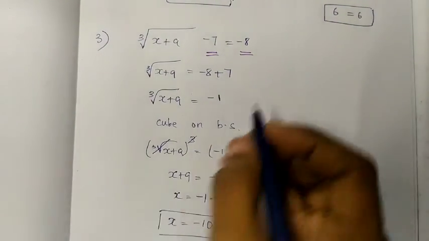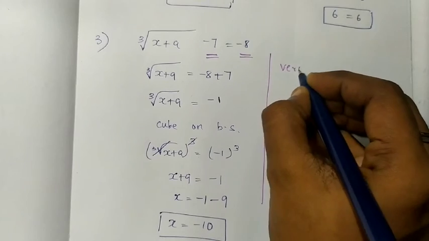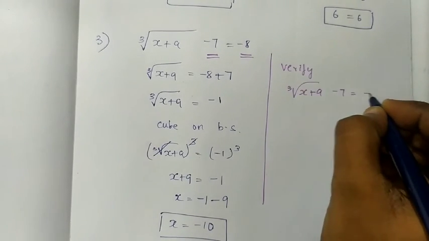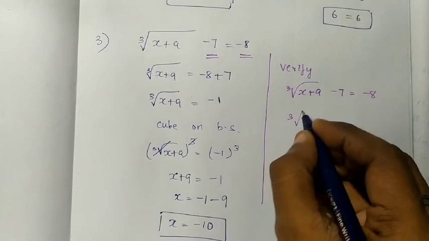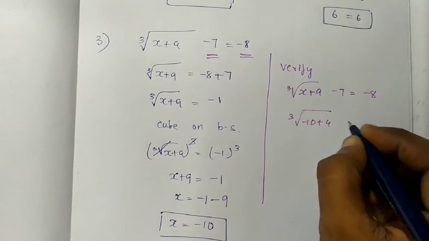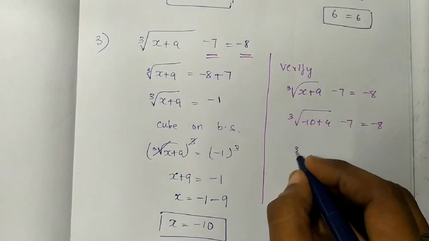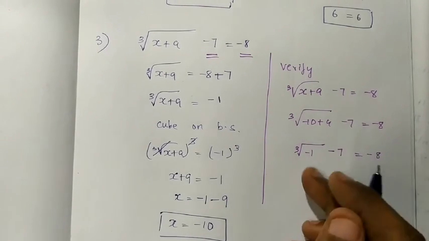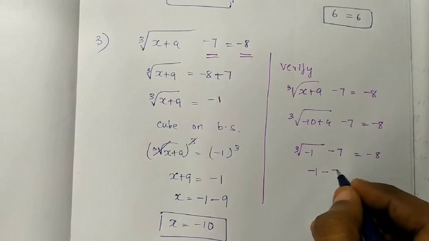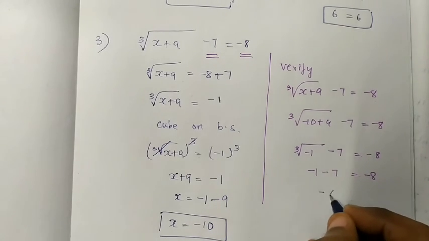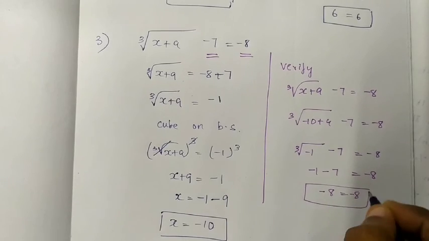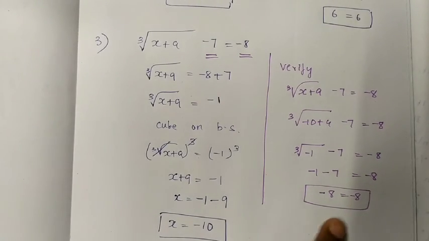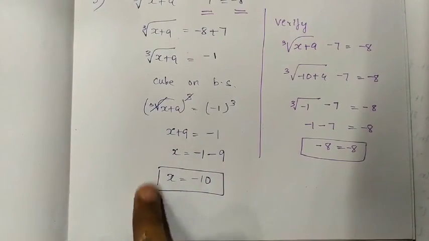For this problem, I am going to verify this. Here cube root of x plus 9 minus 7 is equal to minus 8. So cube root of minus 10 plus 9 minus 7 is equal to minus 8. Cube root of minus 1 minus 7 is equal to minus 8. Cube root of minus 1 is minus 1, minus 1 minus 7 is equal to minus 8. Here minus 8 equal to minus 8. Therefore, it is verified. So the value for x is equal to minus 10.